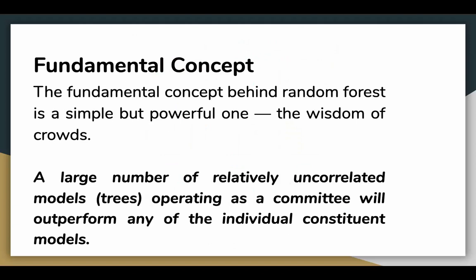Now, the fundamental concept behind random forest is a simple but powerful one: the wisdom of crowds. Now, what does that mean? A large number of relatively uncorrelated models or decision trees operating as a committee will outperform any of the individual constituent models or individual decision trees. This is the most fundamental concept in random forests. The low correlation between models is the key. The reason for this wonderful effect is that the trees protect each other from their individual errors. While some trees may be wrong, many other trees will be right. So, as a group, the trees are able to move in the correct direction.